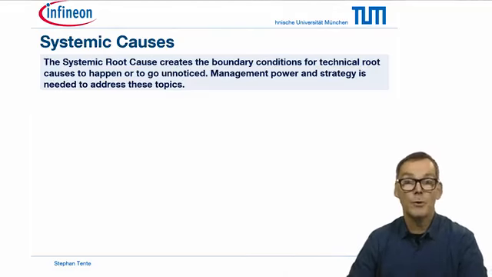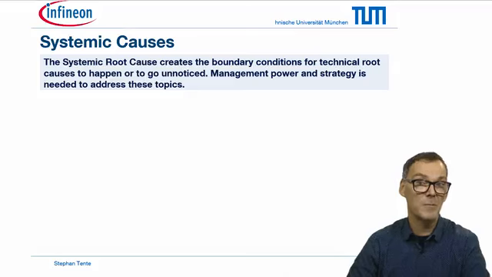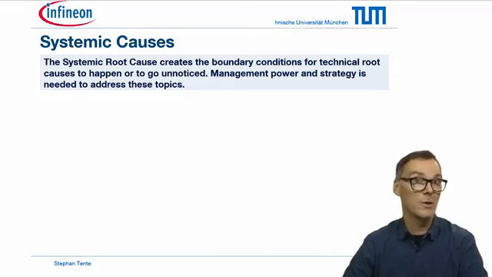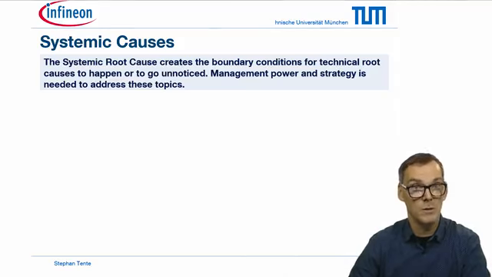We talked about the occurrence cause and the escape cause now for quite a bit. Let's spend some time on the systemic causes. I would like you to read the sentence in the box text, as it describes the systemic root cause very well. The systemic root cause creates the boundary conditions for technical root causes to happen or to go unnoticed.